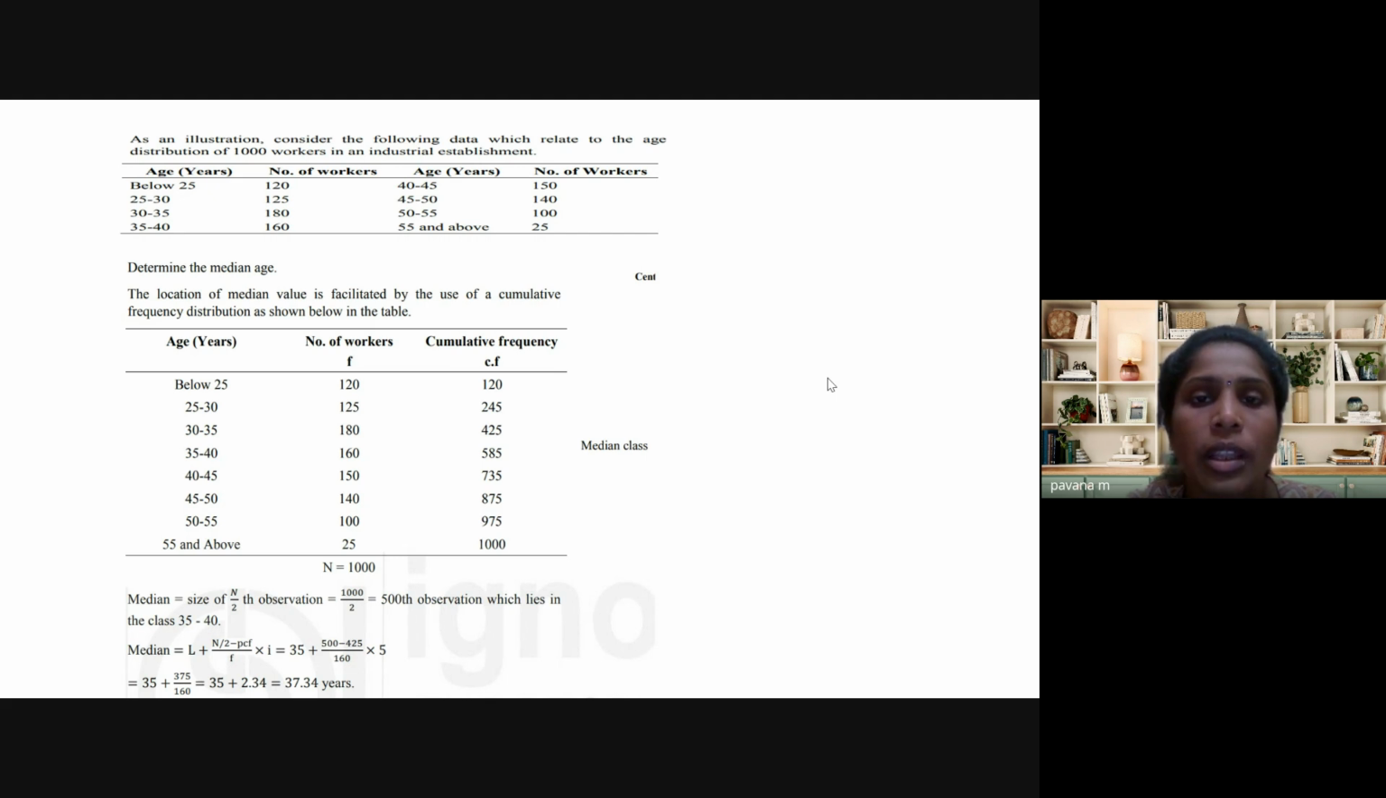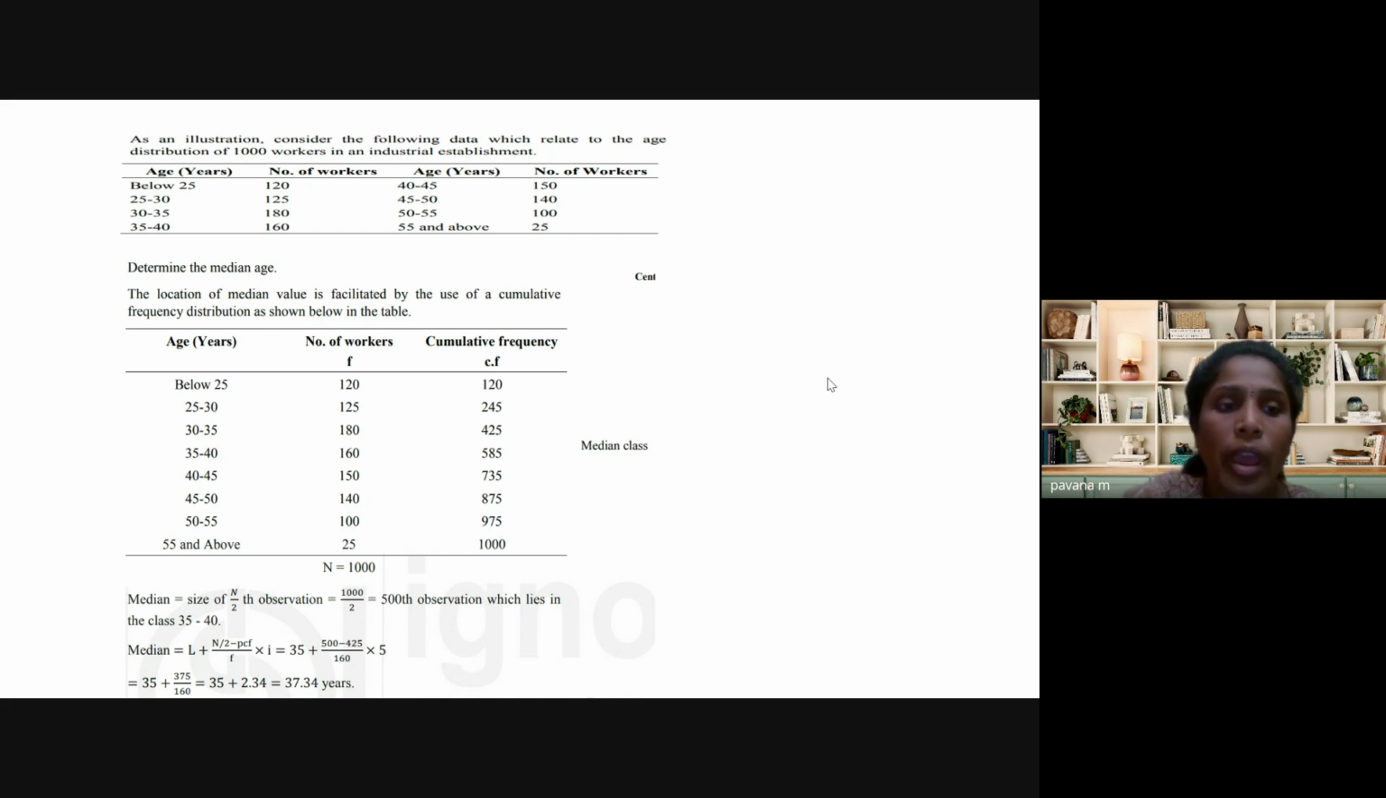Here the data is not in a series, right? It is grouped. That means it is grouped into below 15, 25 to 30, 30 to 35. That means they grouped this data, so that's why it is called grouped data. So if you have 1,000 workers and they are grouped according to their ages, how will you calculate the median age for this grouped data?